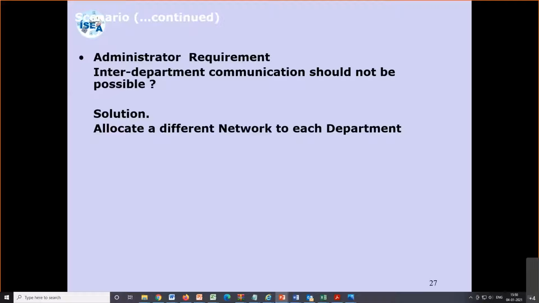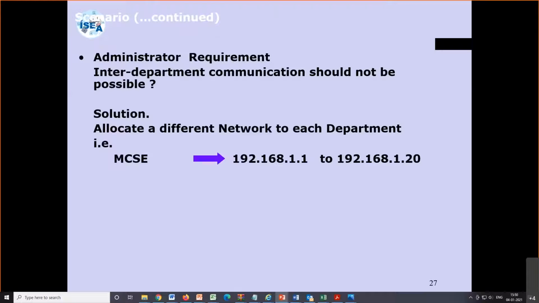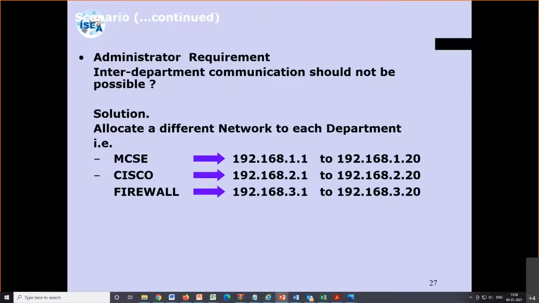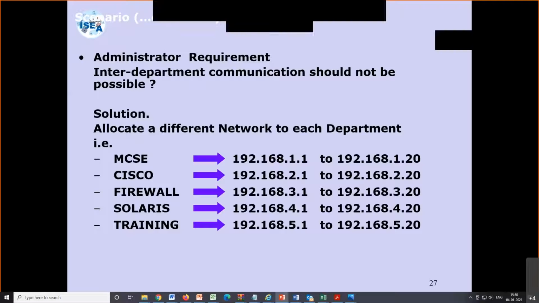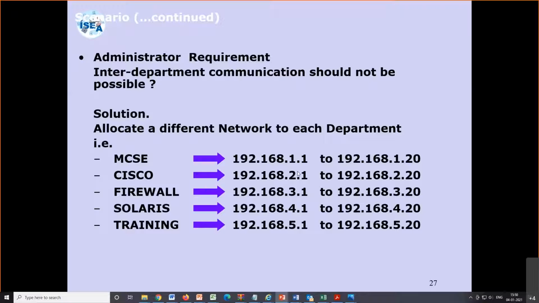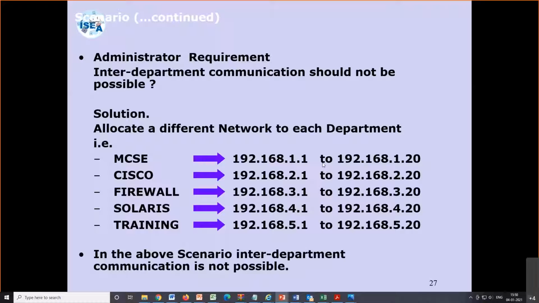So the solution is to allocate a different network to each department. That means either you have 2.1, 3.1, 4.1, 5.1. What is the problem if you divide like this? Because these are separate networks, 1 dot, 2 dot, 3 dot, they cannot communicate with each other. In the above scenario, interdepartment communication is not possible. You require a router for every 2 departments. That is a very costly affair.